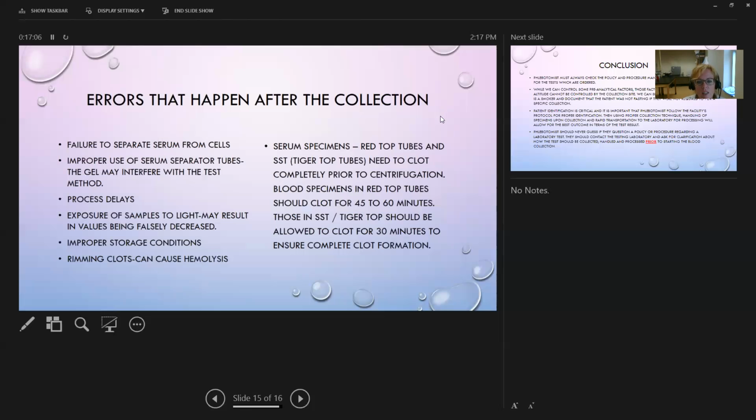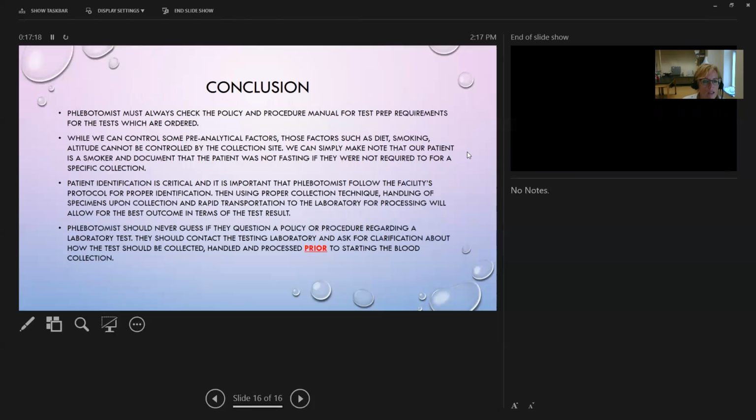So if it's a red top tube, it should clot at least 30 to 60 minutes to make sure the clot is completely formed. So you can see sometimes why it's better to use plasma and we don't have to wait for the serum to clot.